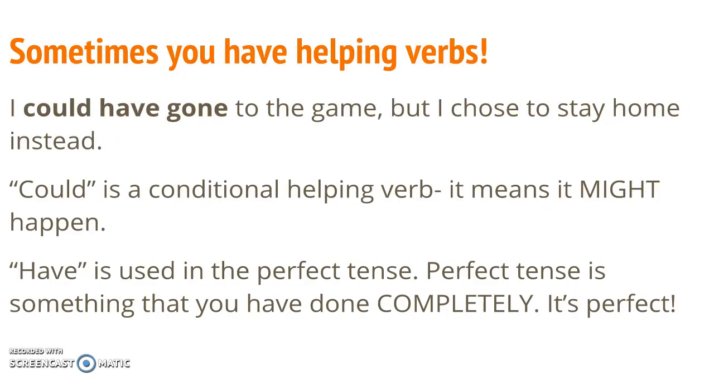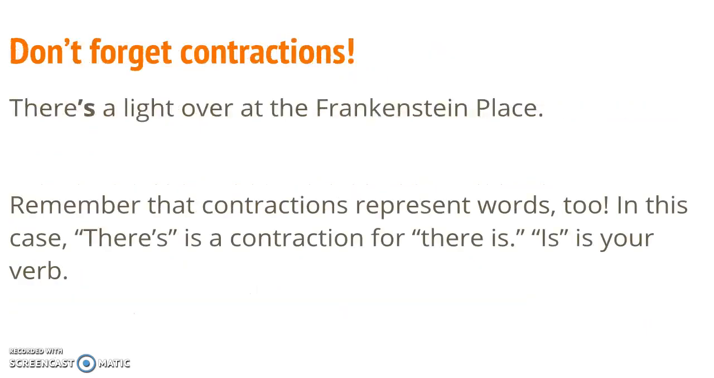So sometimes you have helping verbs. I could have gone to the game, but I chose to stay home instead. Could is what's called a conditional helping verb. That means it might happen. Have is used in the perfect tense. Perfect tense, all that means is that it is something that you have done completely. It's perfect. So could have is also part of your verb. They are helping verbs to kind of let us know about tense and let us know that it's not actually happening.